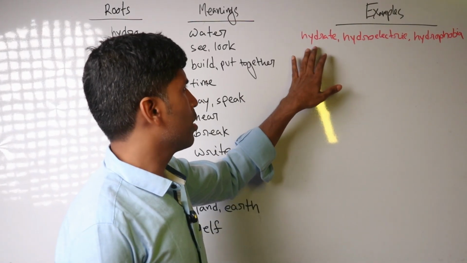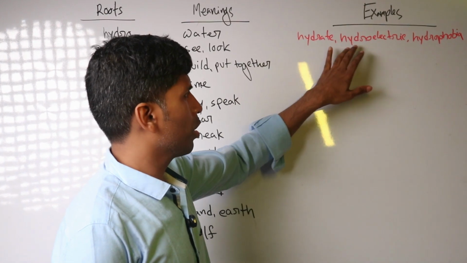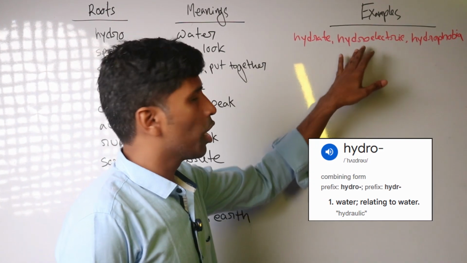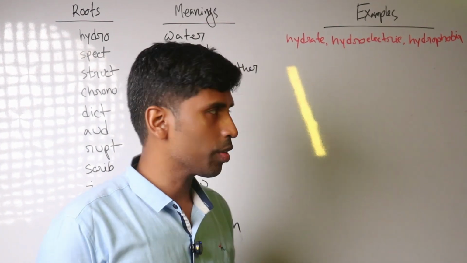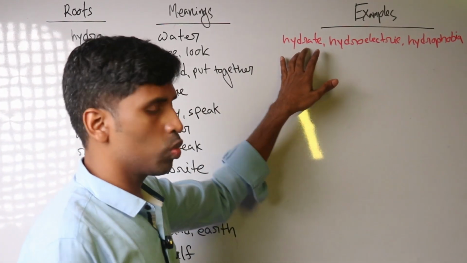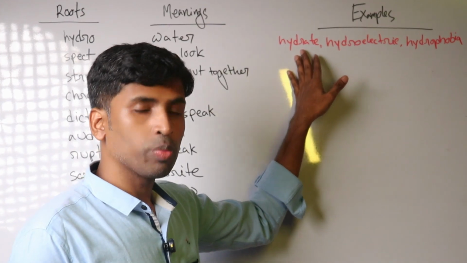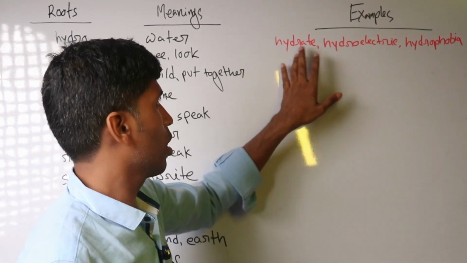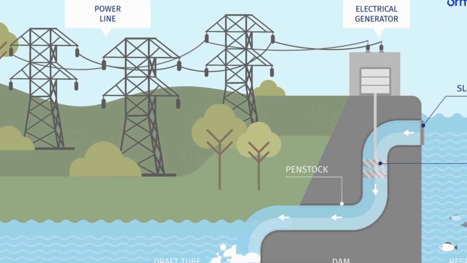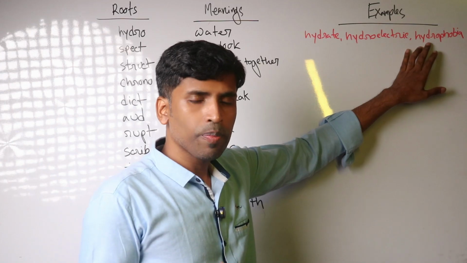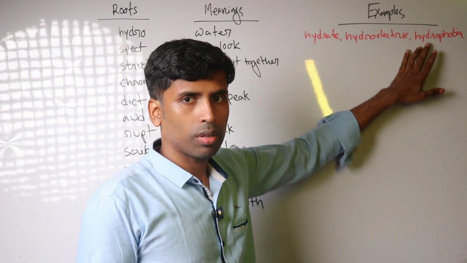Let's go to the whiteboard and explore some more roots that will instantly improve your English vocabulary. So just by looking at the root hydra in all these three words, you know that these words have something to do with water. Okay, so hydrate is to absorb water or to make something absorb water. And hydroelectric describes electricity generation using the force of water. So hydrophobia is the fear of water.